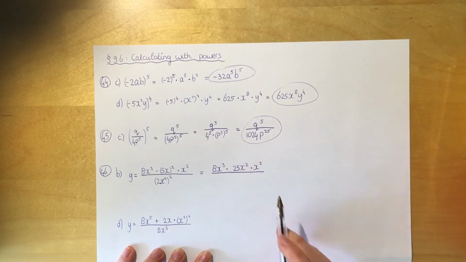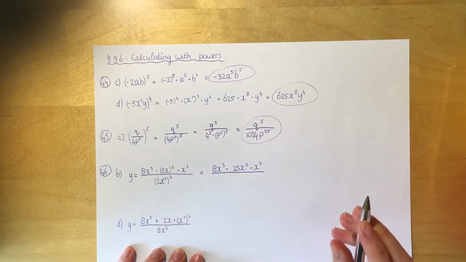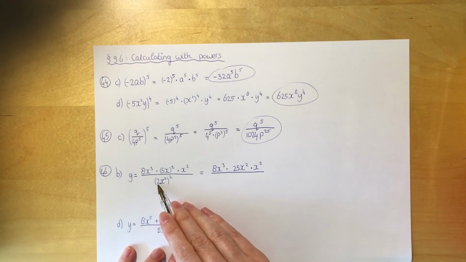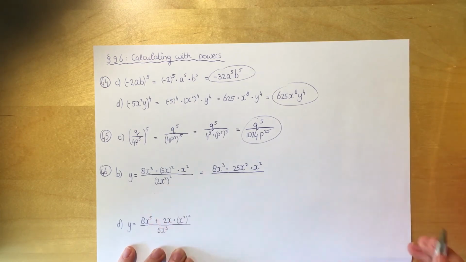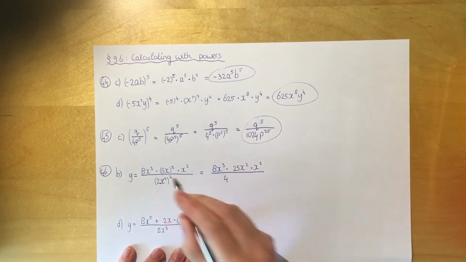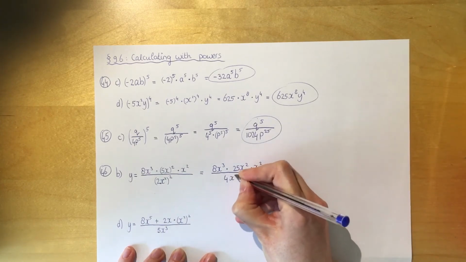And let's look at the denominator, 2x squared to the power of 2. Here I need to square both 2 and x squared. 2 squared is of course 4. X squared squared is x to the power of 4.